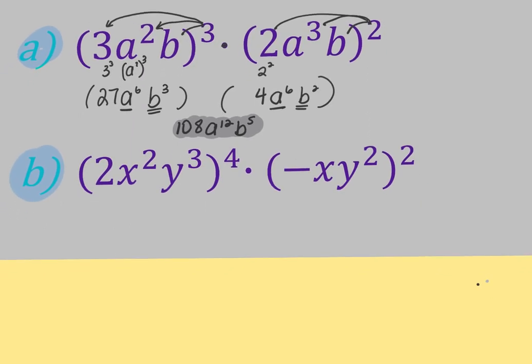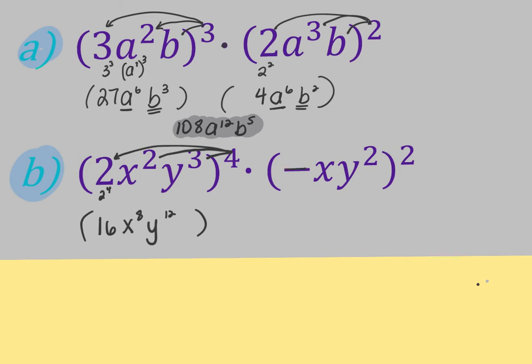Okay, moving into example B. So we're going to distribute. This would be 2 to the 4th. 2 times 2 times 2 times 2, which is 16. X to the 2nd raised to the 4th, so we're going to multiply those. That would be x to the 8th. Y to the 3rd raised to the 4th. Again, multiply the exponent, so this is y to the 12th. And again, multiplication.